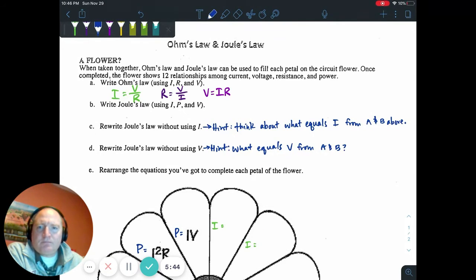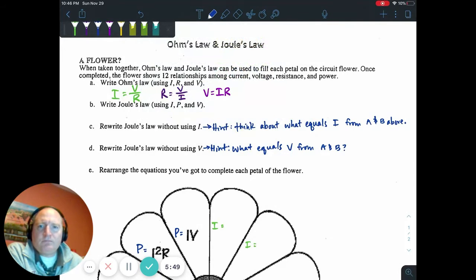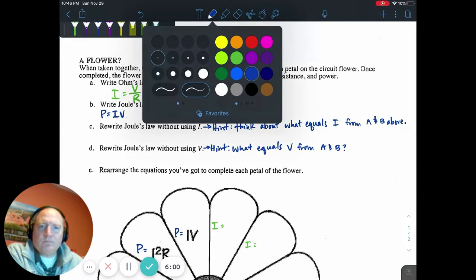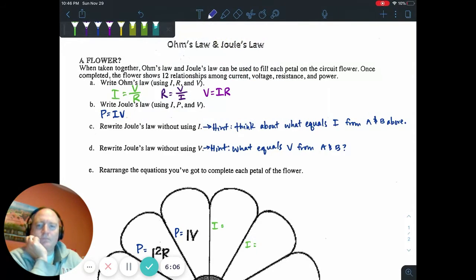Okay, next one is asking you to write Joule's law. I don't think our notes actually refer to this as Joule's law, but it's just the power equation. So P equals I times V is the format in the notes. We're going to rearrange it just like we did a moment ago with the other equation here. And so let's solve for I first. If we want I by itself, I'm just going to fast forward and divide by V.